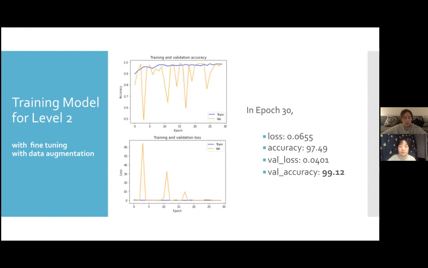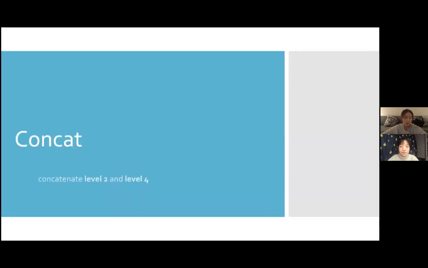But we still see a lot of bouncing up and down on the curve. That's also because of the instability of the fine tuning. So after the basic 3 models for 3 levels, we come up with another idea about the concatenation, similar to homework 4. So now I will switch to Tracy to talk more about it.